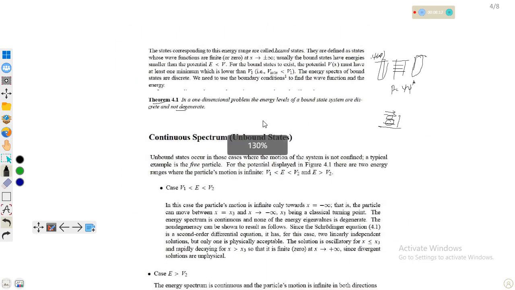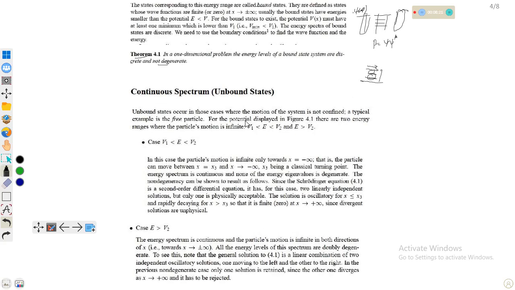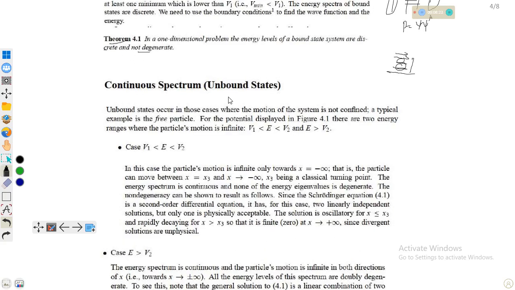And next is continuous spectra. Under what condition will we have a continuous spectrum? For the unbound state, in which the particle will not be bound and can go out. Unbound states occur in those cases where the motion of the system is not confined. A typical example is the free particle. When we have a free particle, the particle can go anywhere.